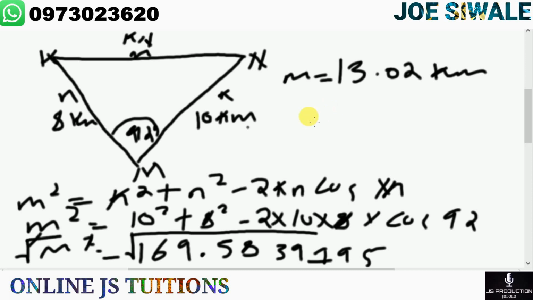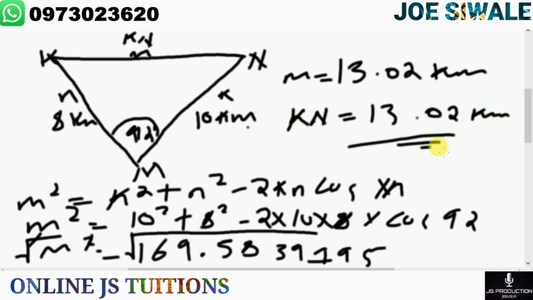So that means the length KN is equal to 13.02 kilometers. I hope you have now known how to differentiate the sine rule from the cosine rule, the cosine rule from the sine rule. But where you still have questions, ask in the group.